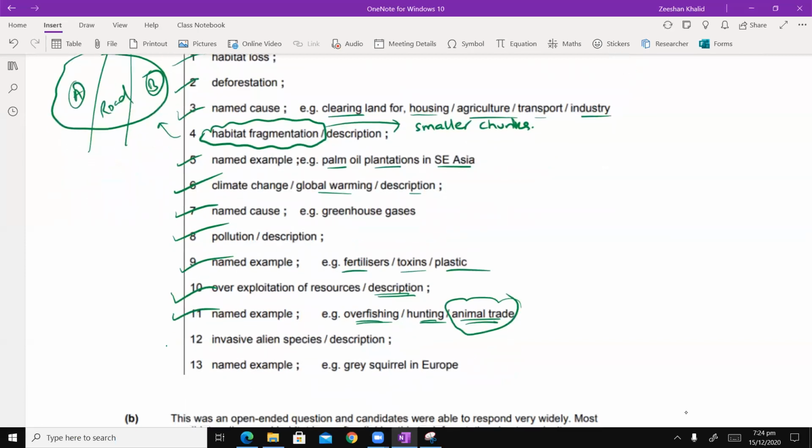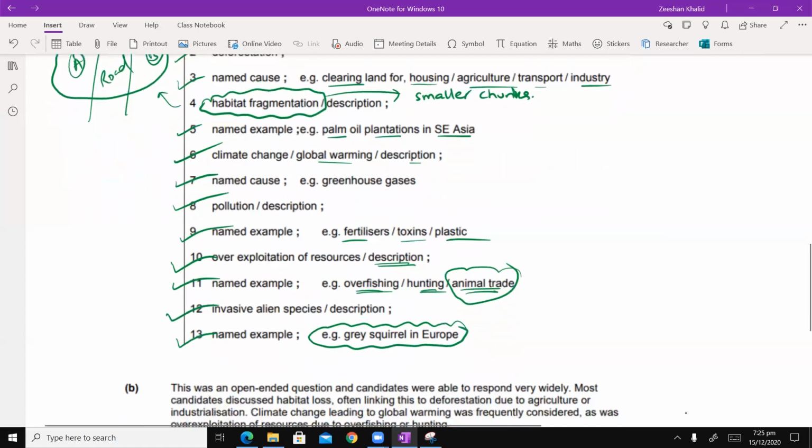Or invasive alien species. I've talked about this. इसको भी हम separate point में discuss करेंगे इंशाल्लाह. और फिर named example of alien invasive species, grey squirrel in Europe. ये alien invasive species की examples एक दो मैं आपको खुद दूंगा इंशाल्लाह, जो कि आपके लिए याद रखनी easy हो जाएंगे.